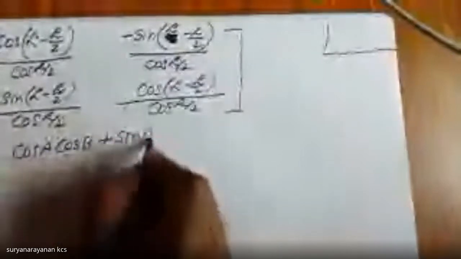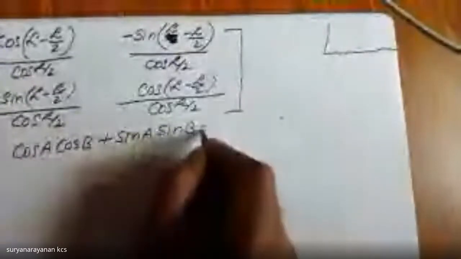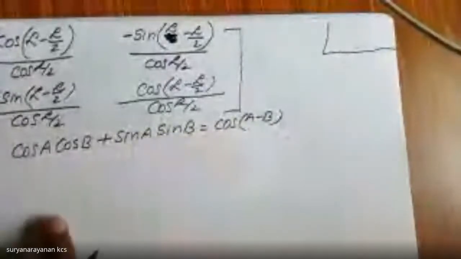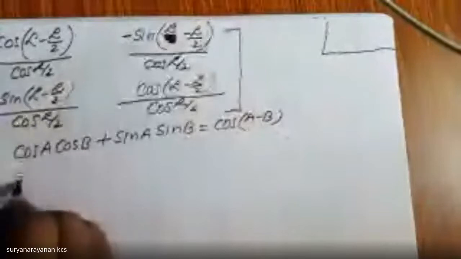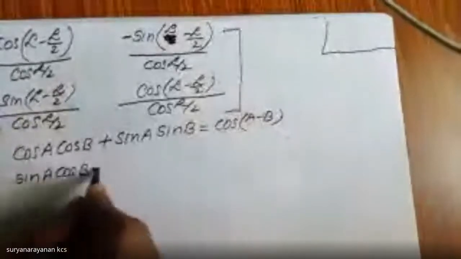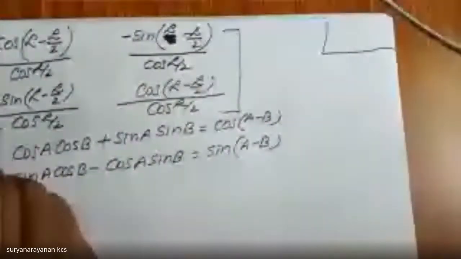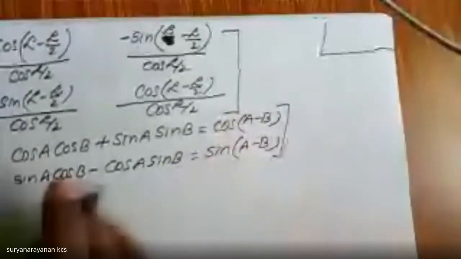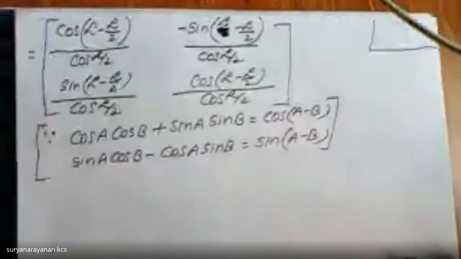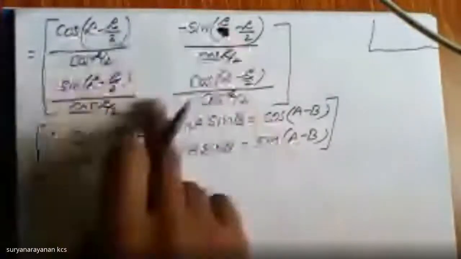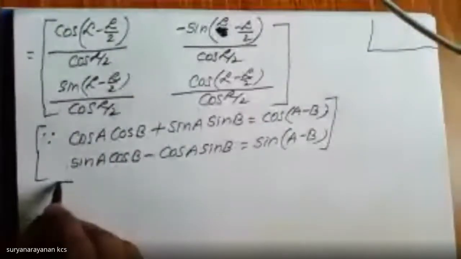Cos A cos B plus sin A sin B is equal to cos of A minus B. Similarly, here and here we have used sin A cos B minus cos A sin B is equal to sin of A minus B. By using these trigonometric identities, we wrote this step.